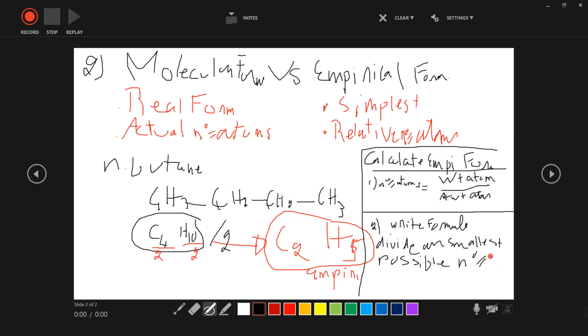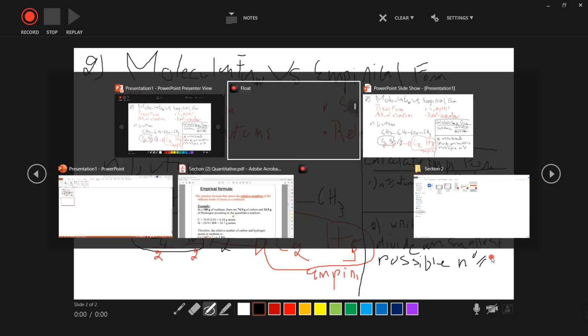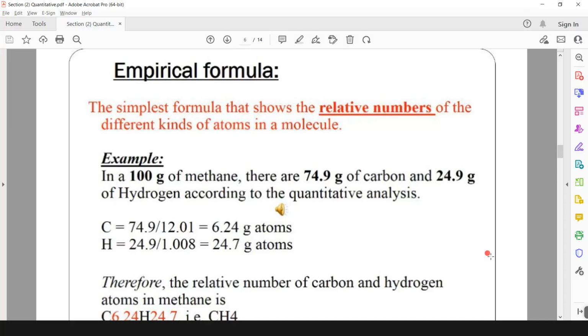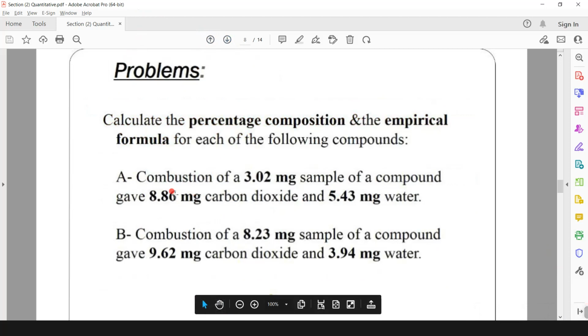Okay, let's see a problem to try to apply this. Let's go to the PDF and try to solve problem number A. It's telling you that we have a 3 milligram sample, 8 milligram carbon dioxide, 5 water, the same as the last problem. He's telling you to calculate the percentage of the carbon and the hydrogen and also the empirical formula.